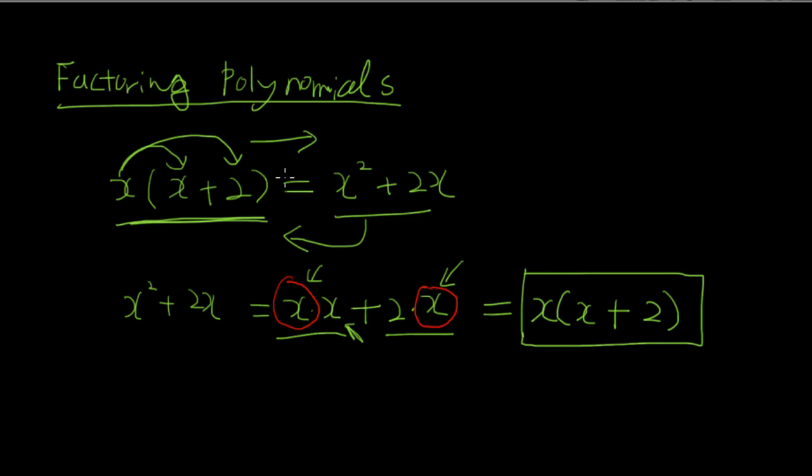See this? From here to here is multiplication. From here to here is factoring. So I guess that's one of the basic concepts of factoring.